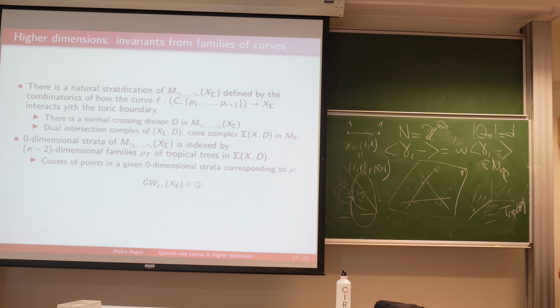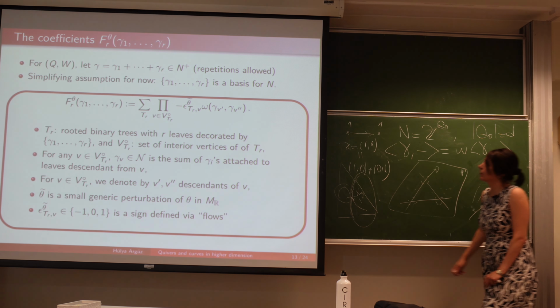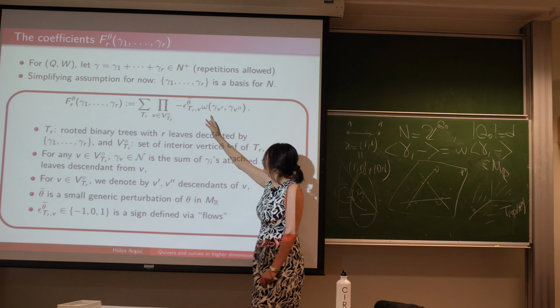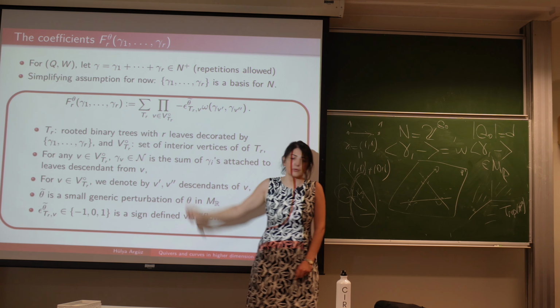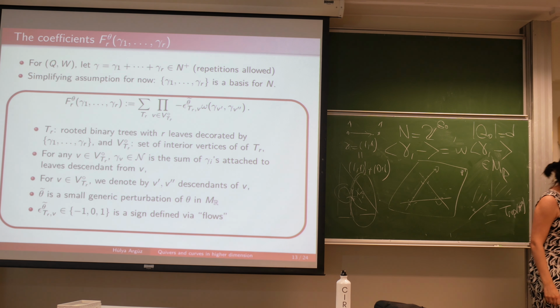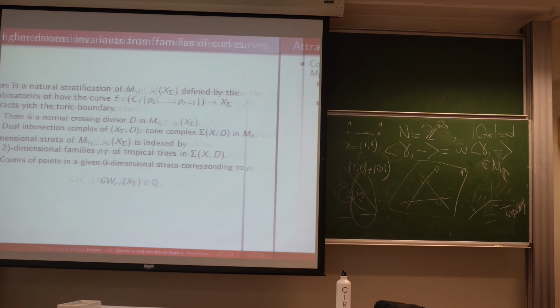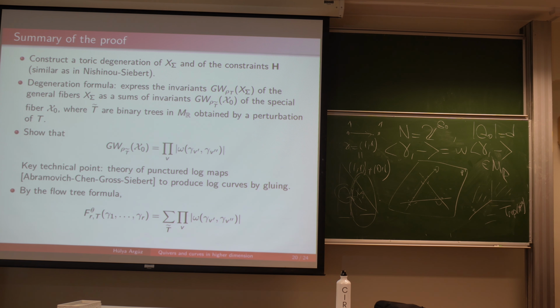numbers I described here using the skew-symmetric form. So I told you these numbers. The coefficients appearing in the attractor flow tree formula can be expressed as a sum of numbers which are defined in terms of the skew-symmetric form. And we just matched these numbers with some numbers appearing in the gluing formula in punctured log Gromov-Witten theory.